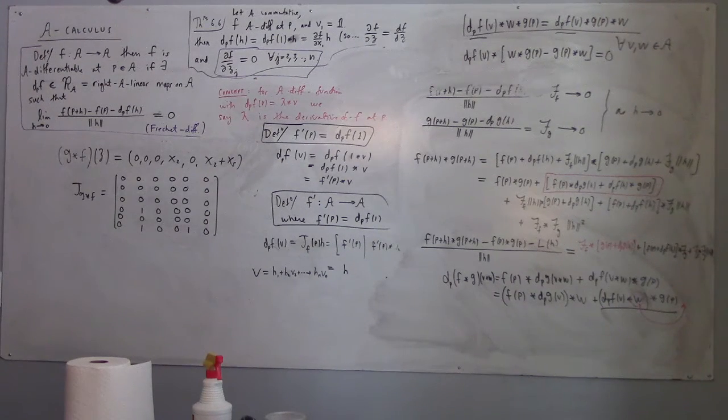If U and B are open sets contained in the algebra, and G from U to B and F from B to A are differentiable functions, if P is in U, then F of G of P... Wait, is it the chain rule? Yeah, it's the chain rule.